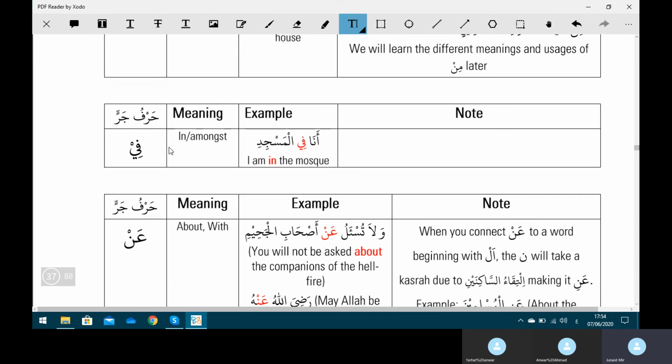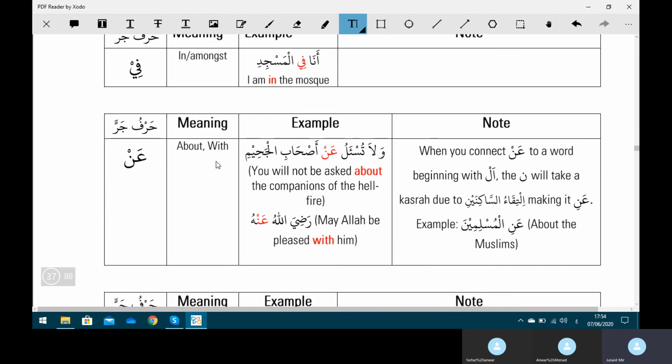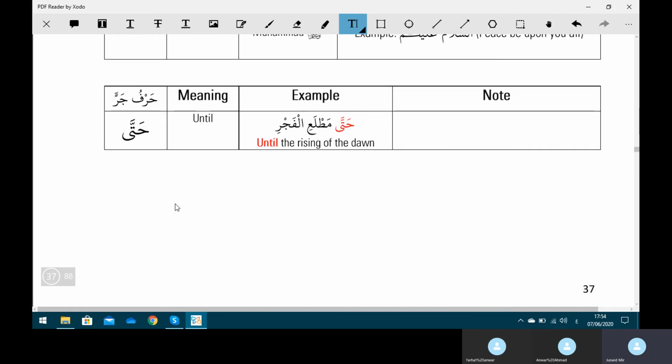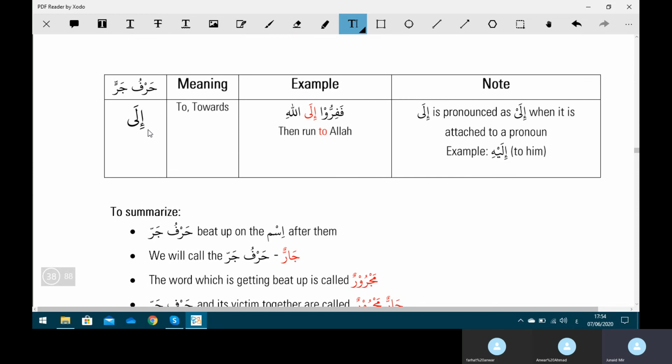Another one is fi. Fi means in or amongst. Another one is an. An means about or with. Another one is ala, which means on or upon. And another one is hatta. That's the last one we're doing. It means until. Oh, sorry. Another one is ila. Ila means to or towards something.